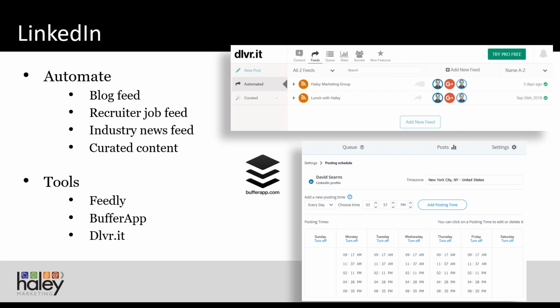Maybe I subscribe to, or I've set up a feed on a service like Feedly. I've set up my own feed of news stories about whatever industry I serve. I may want to set up that feed to automatically go to various social profiles.